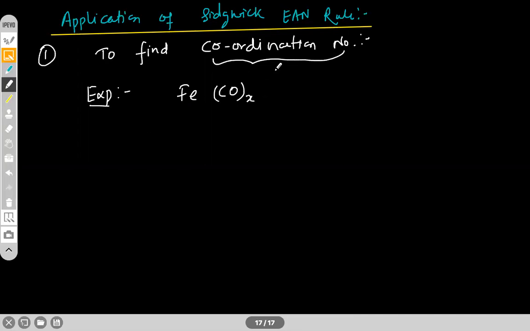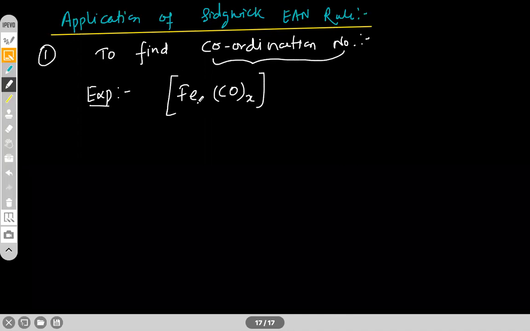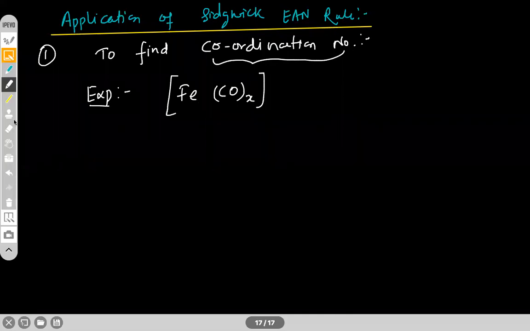Fe(CO)x. They'll ask us to find out the coordination number, meaning how many atoms of this ligand are attached to this ion. So we'll find out the EAN. And we know according to this rule, the effective atomic number should be equal to 36. That's what we need to do.